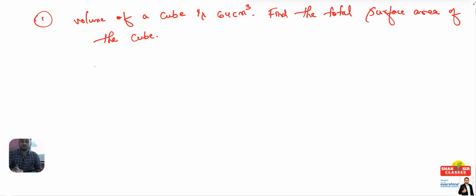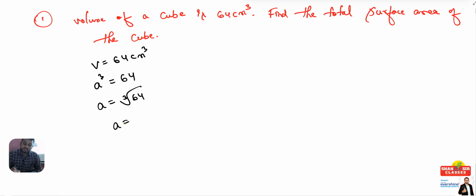He has given volume. See here, volume is how much? 64 centimeter cube. What is the formula to find the volume of a cube? Volume, not total surface area of a cube. I am asking, the volume of a cube is given. A cube is equal to 64. Then a is equal to how much? Cube root of 64. The cube comes to this side and it becomes a cube root. Cube root of 64. a is the number which, if you multiply 3 times, you get 64.